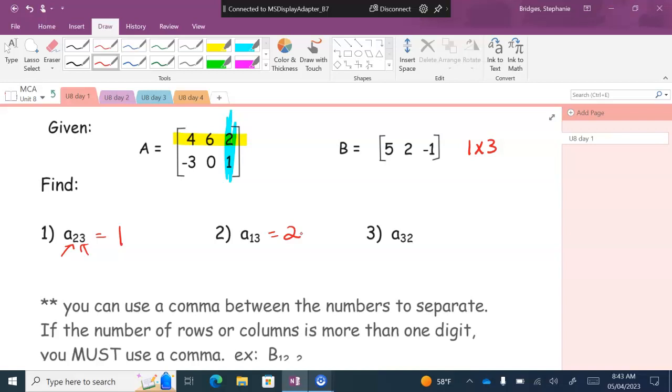Everybody good with that? All right, number 3, still matrix A, but what row are they looking for this time? 3. Do I have a row 3 in matrix A? No. So this one is not possible. I can't find an element in row 3 because there is no 3. So I'm just going to put NP for not possible.